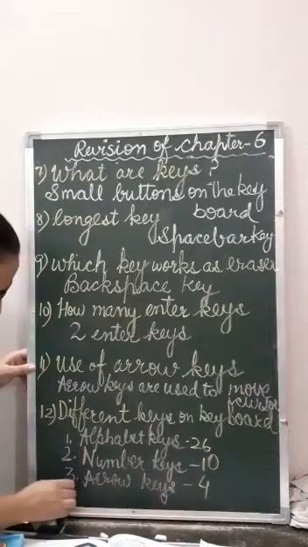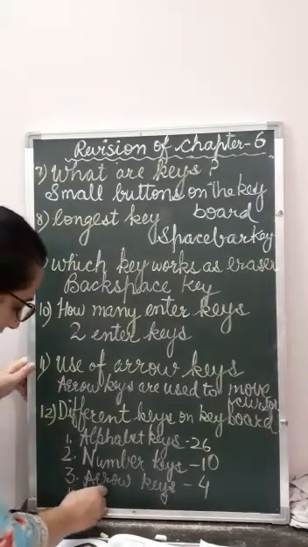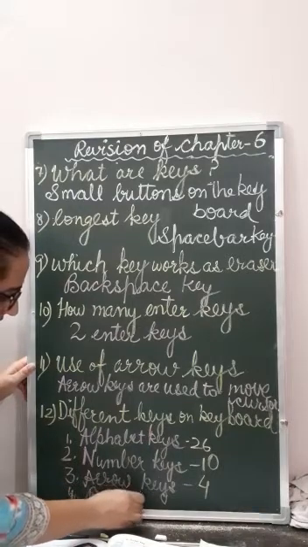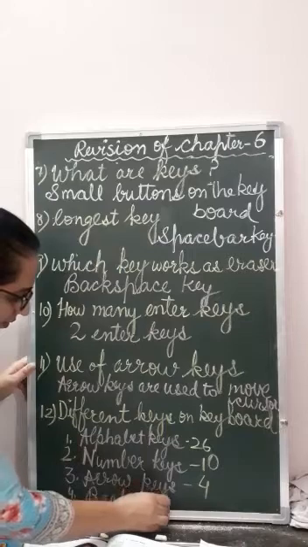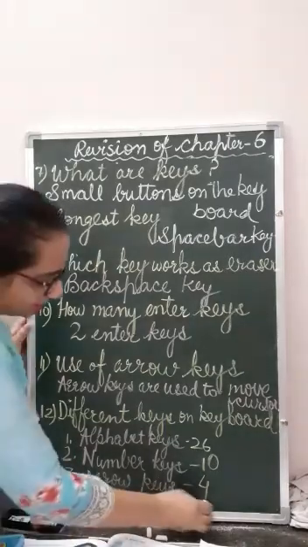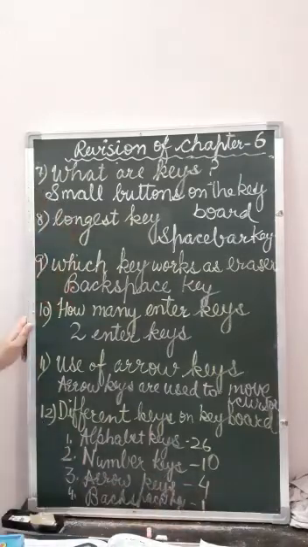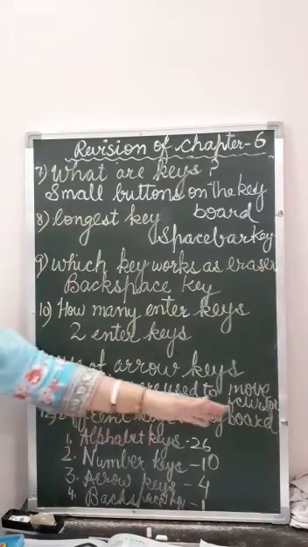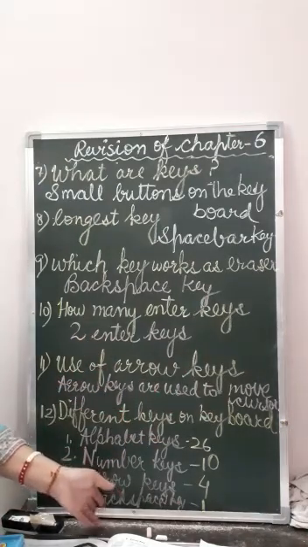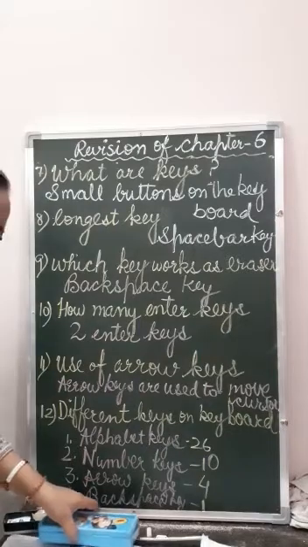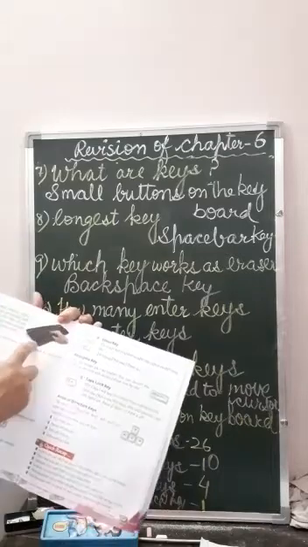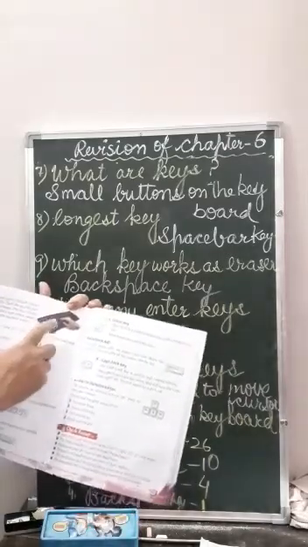Next, backspace key. Backspace key is 1 on the keyboard. So there are different kinds of keys on the keyboard. You can see it on your keyboard. There are so many types of keys on the keyboard. These small buttons are called keys.